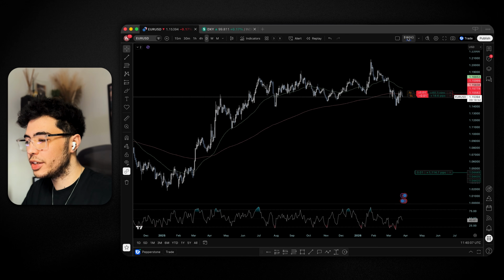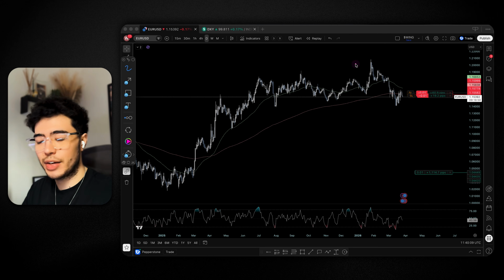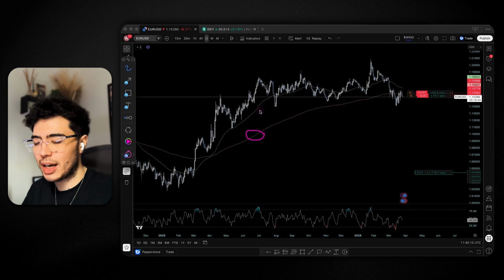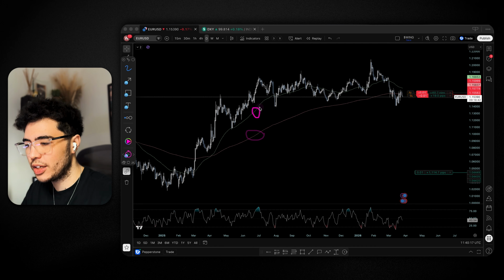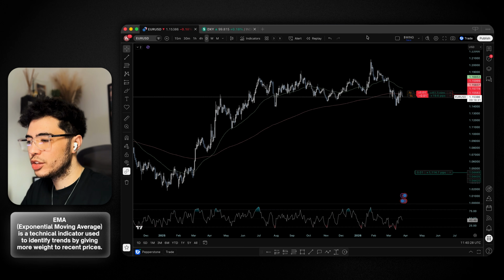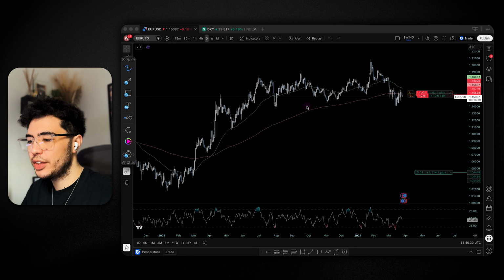So we start out on the daily time frame. And as you can see, I have the moving averages applied, which is what I always tell you guys to do. We have the 200 moving average and we have a 50 moving average over here. Both of these are EMAs, which means exponential moving average. So once we have these applied to the chart, they very simply tell us the direction of the market.